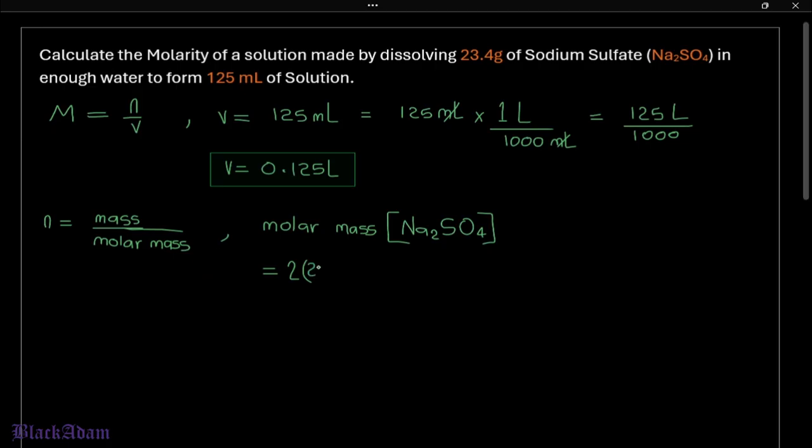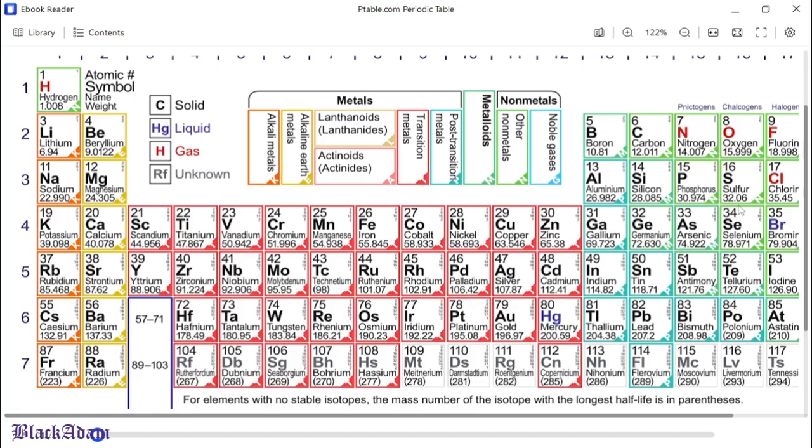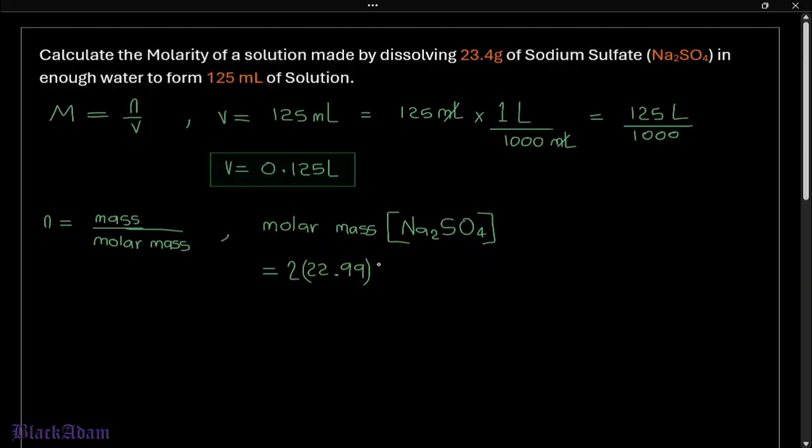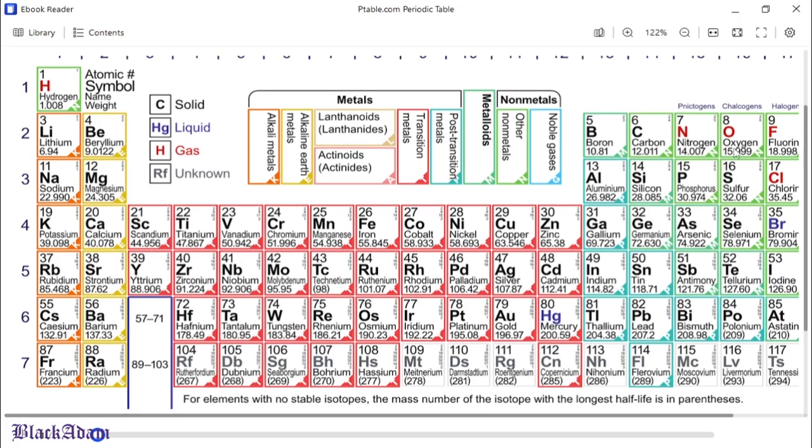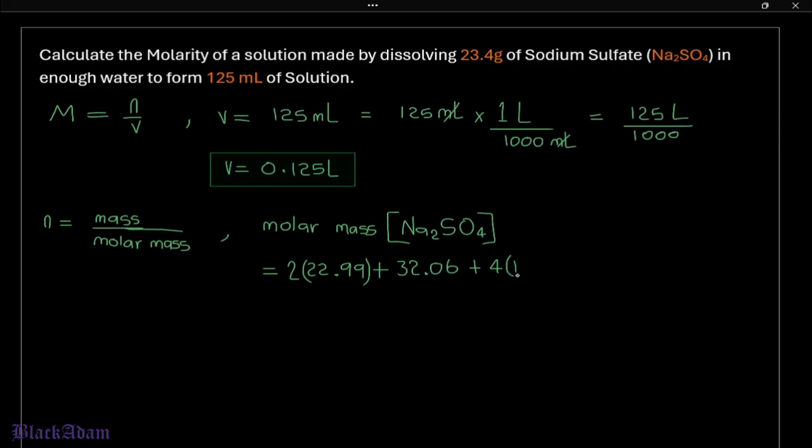So that's 22.99, and then we have sulfur. That's sulfur there, that's 32.05, so plus 32.06 actually, plus 4 multiplied by oxygen, which is 15.999.